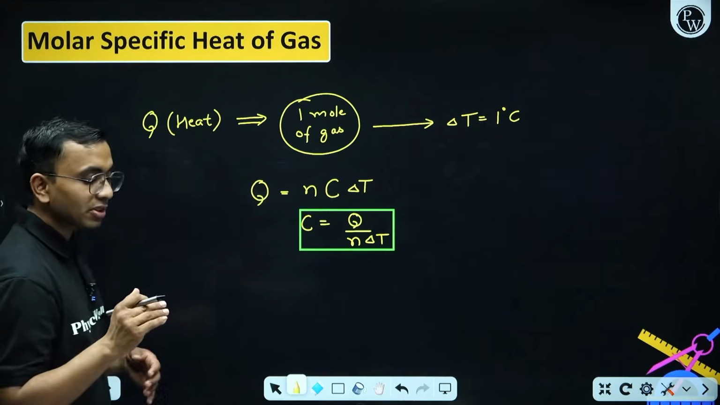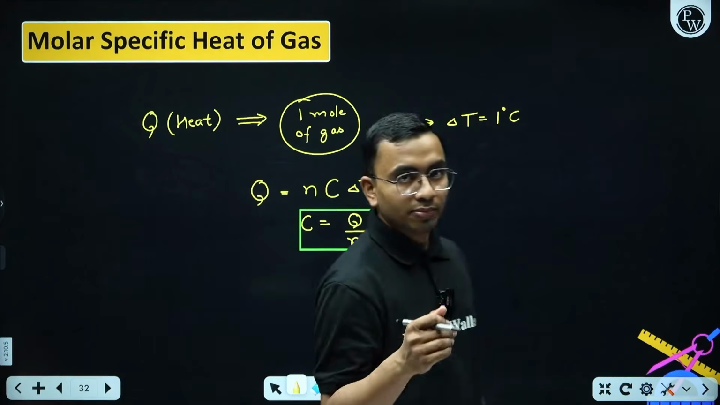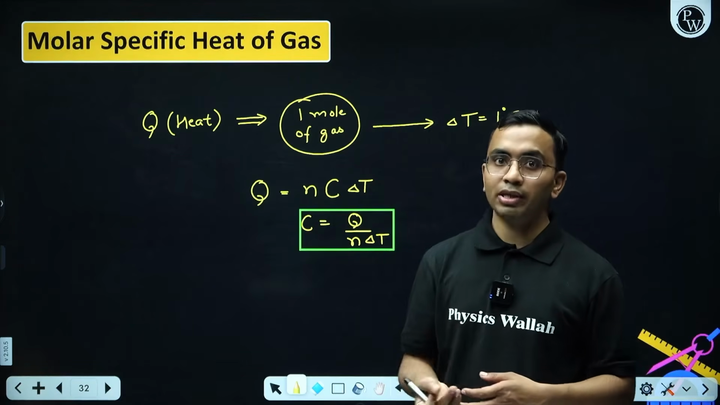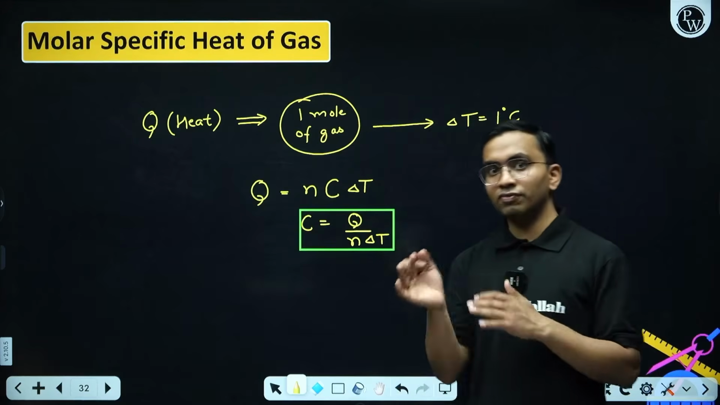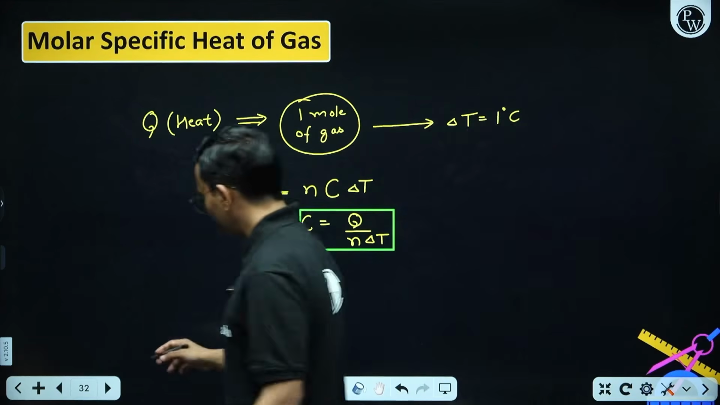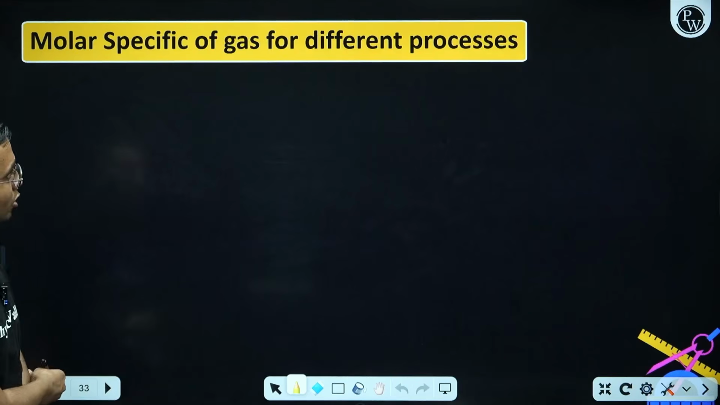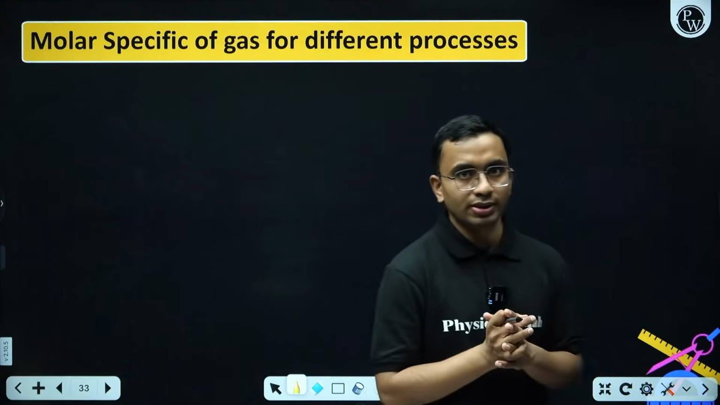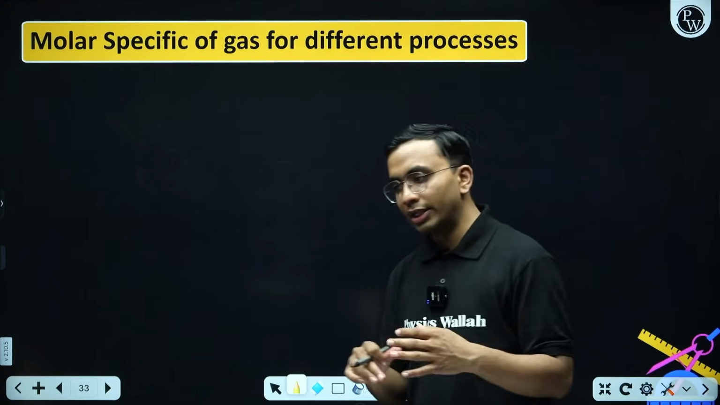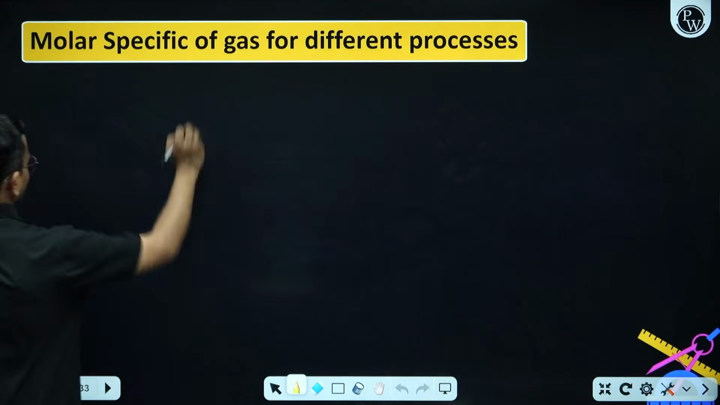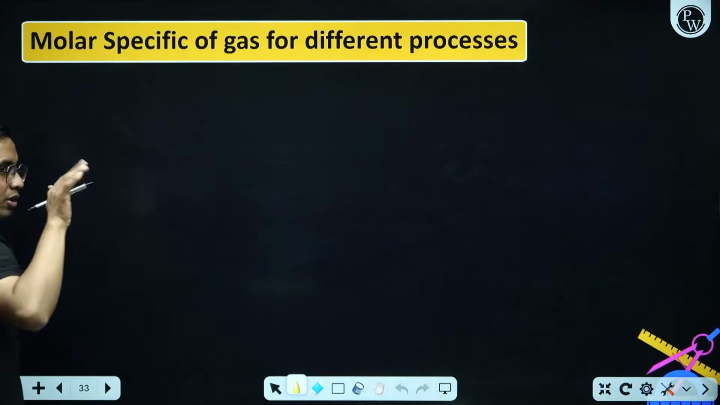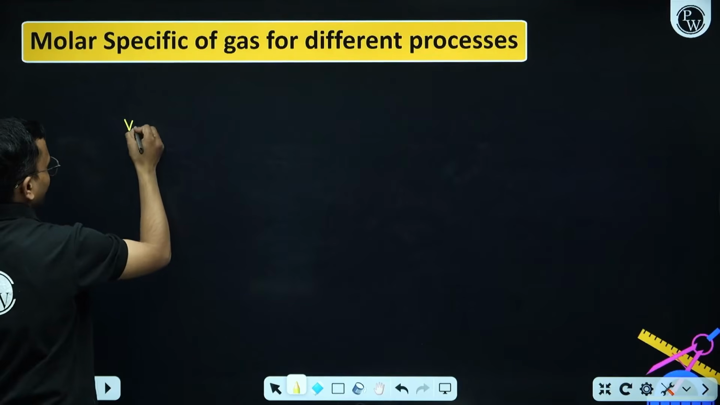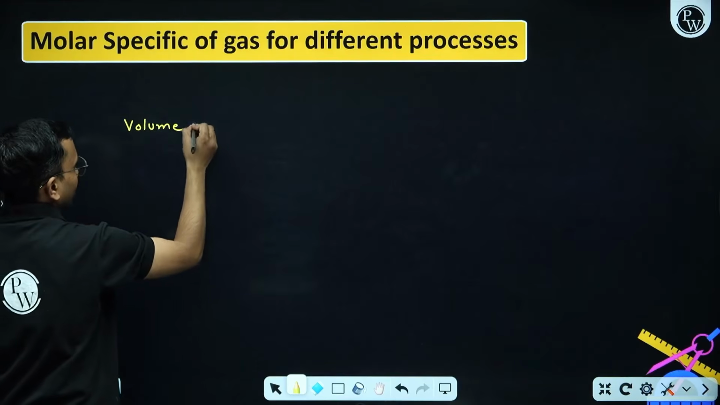Now sometimes the specific heat capacity is talked about per kg. That's a different thing, don't get confused with that. Now for molar heat capacity for different processes, if the process is different, the molar heat capacity will be different. For now we will be talking about two types of processes. One is when the volume is constant.